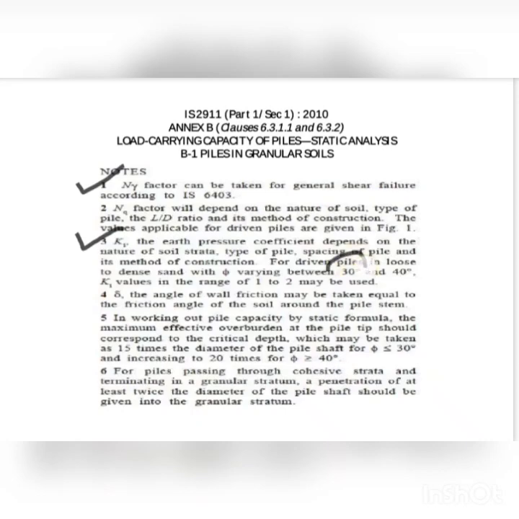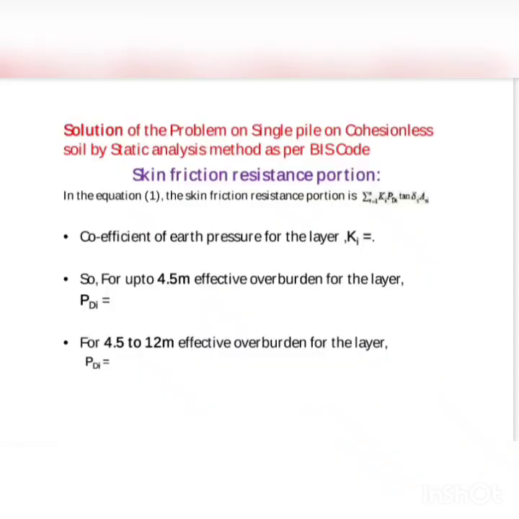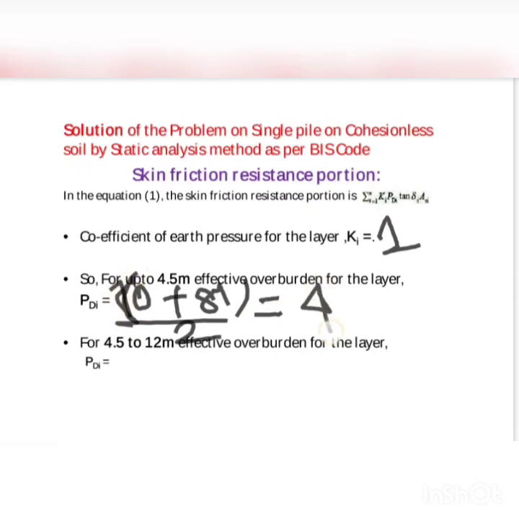So we have 30 degree phi, that is loose kind of soil, so we can take the value of K as 1 as per the note. So we can write K value as 1. Now for up to 4.5 effective overburden for the layer, this is already I have told you, the triangular portion, it starts with 0, ends with 81 divided by 2 and you find this value as 40.5 kilonewton per meter square.